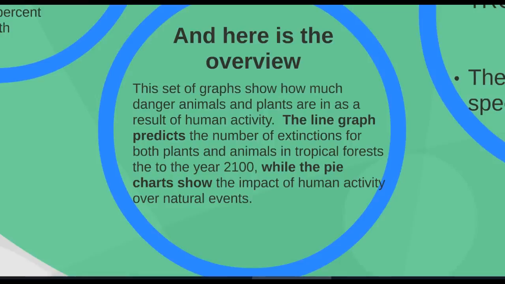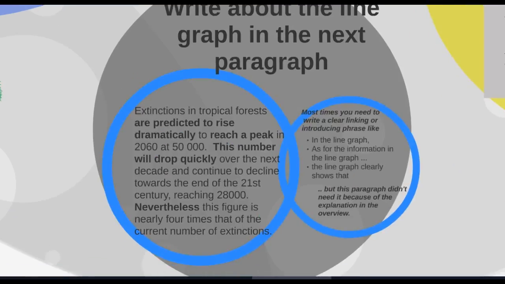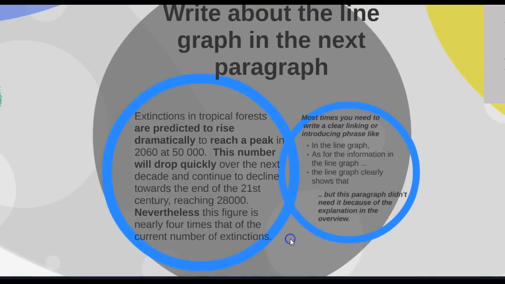Here is the sample overview. This set of graphs show how much danger animals and plants are in as a result of human activity. The line graph predicts the number of extinctions for both plants and animals in tropical forests to the year 2100, while the pie charts show the impact of human activity over natural events. In the next paragraph, only write about the line graph.